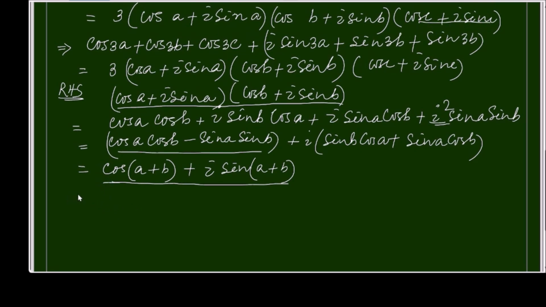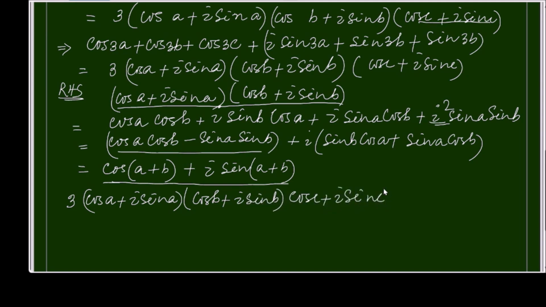if I take the whole thing, (cos A + i sin A)(cos B + i sin B)(cos C + i sin C), you can guess what will be the result. This will be cos(A+B+C) + i sin(A+B+C).